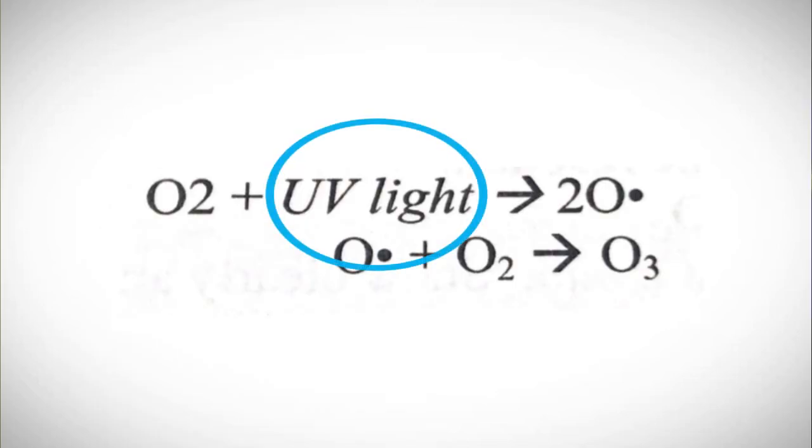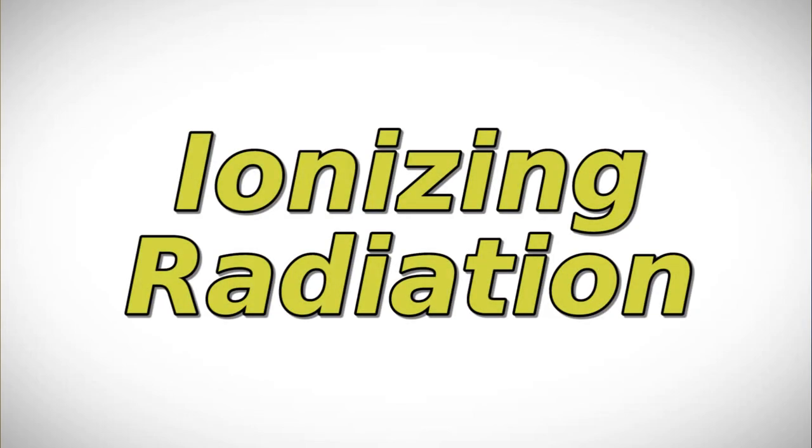The UV light has so much energy that it can actually break the bond to produce a free radical. This initiates the reaction. When photons have enough energy to break bonds, it is called ionizing radiation. Thankfully, our atmosphere blocks most of these wavelengths from hurting our bodies.